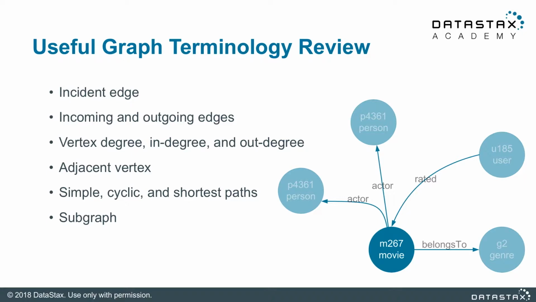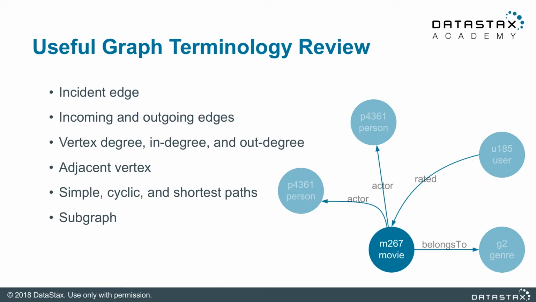Adjacent vertex. A vertex A is called adjacent to a vertex V when there exists an edge between the two vertices. For instance, we see that movie M267 is adjacent to person P4361. Path. A path is a sequence of alternating vertices and edges, beginning and ending with vertices, where each edge's endpoints are the preceding and following vertices in the sequence. Here we see a path from user through rated to movie M267 and out through the actor edge to person P4361.